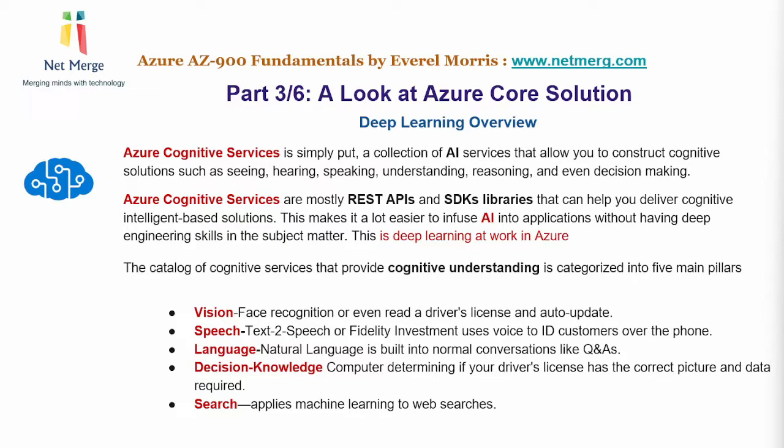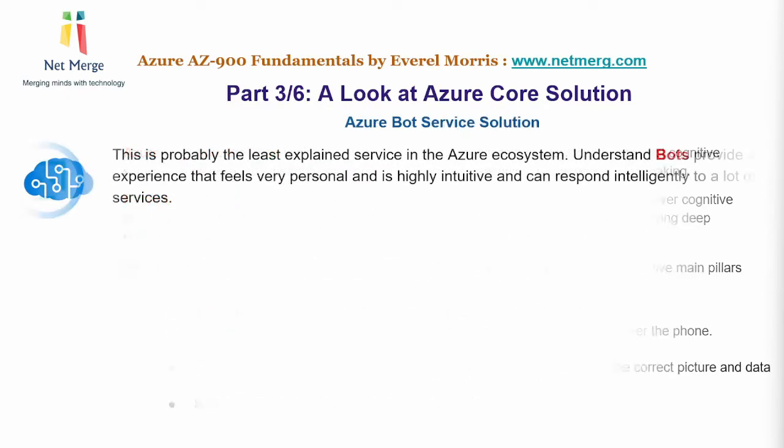It can make decisions based on knowledge, and you're able to apply search and learning to web sites with it as well. So you want to understand the pillars of the cognitive services, which is deep learning, and you want to understand that it's easier to implement than machine learning that requires specific skill set.